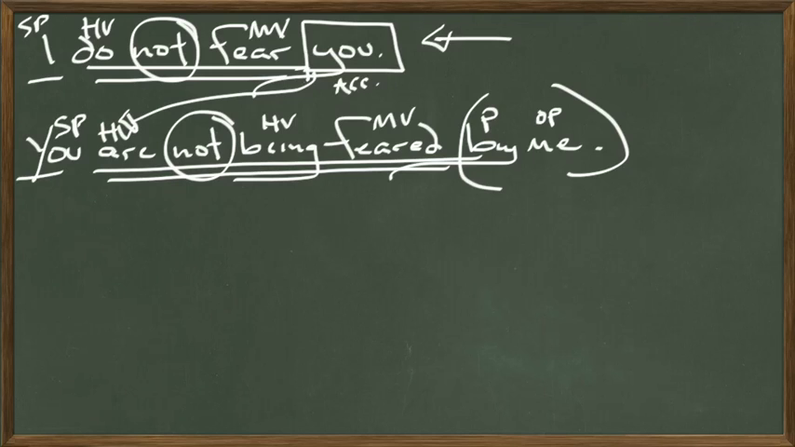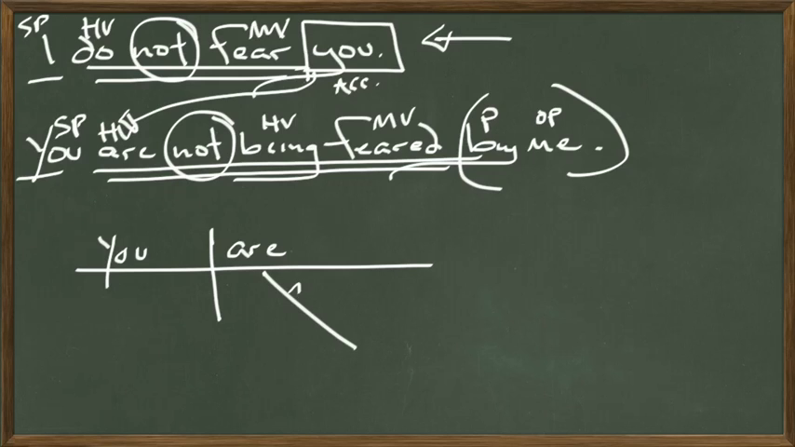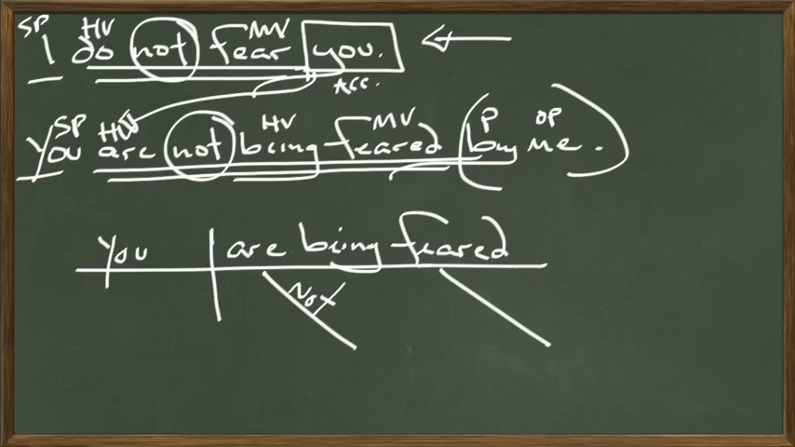To diagram this, we would draw the straight line and divide it. You, and we put the entire verb phrase on the line here. Are, actually the not is an adverb and it always goes underneath the verb on a slanted line. You are not being feared, or just you are not feared. By, preposition. By whom? By me.